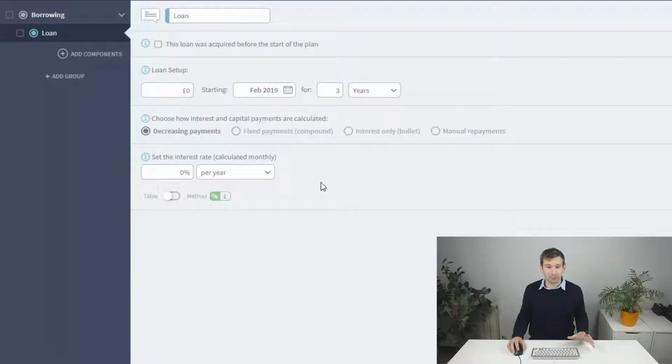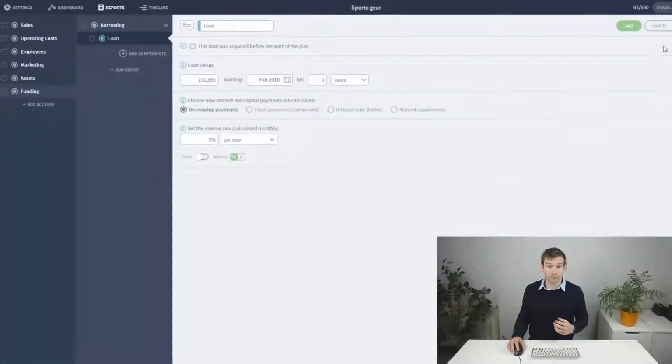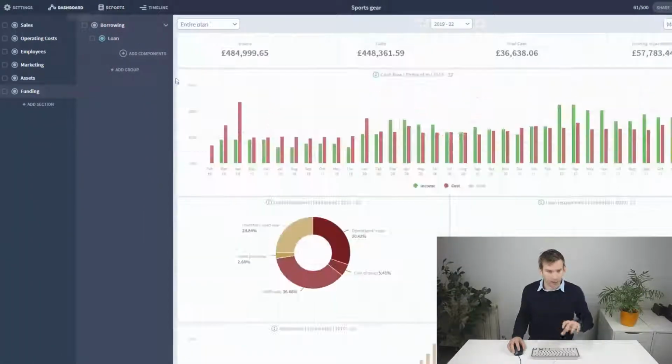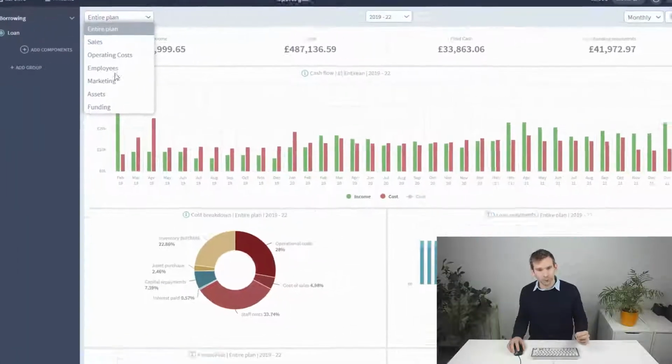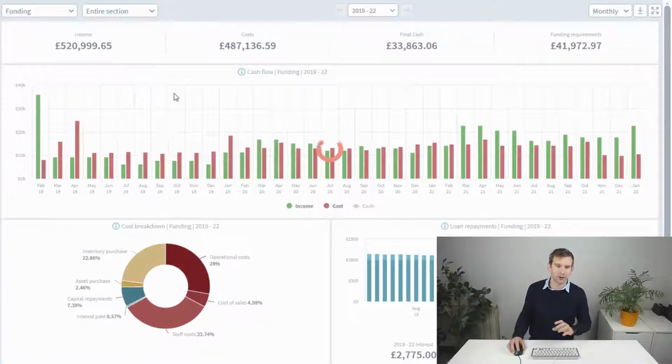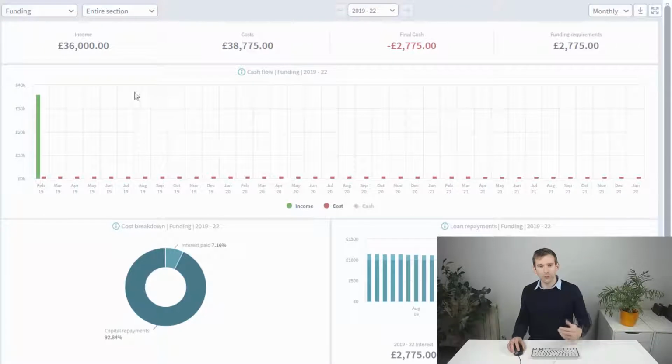Let me show you an example. I'll borrow £36,000 over 3 years at a 5% interest rate. Now, the best way to see the results is to head over to the dashboard and use the spotlight dropdown to highlight just the funding section. Here, you can see we received £36,000 at the start and repaid this plus the interest over the course of the plan. It cost us £2,775 in interest payments.